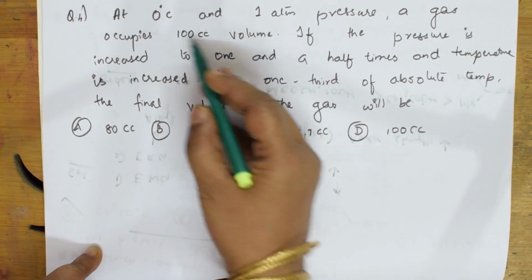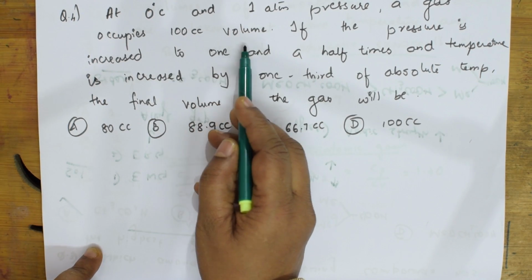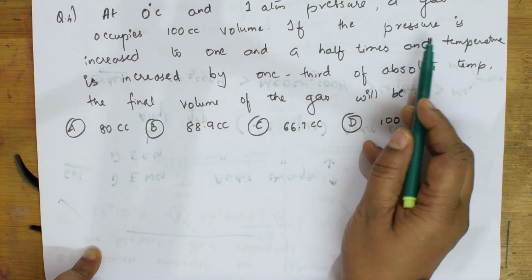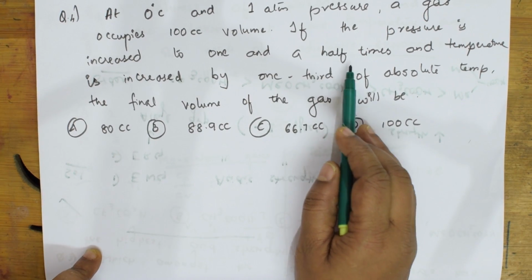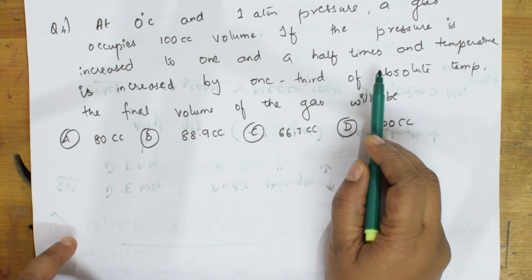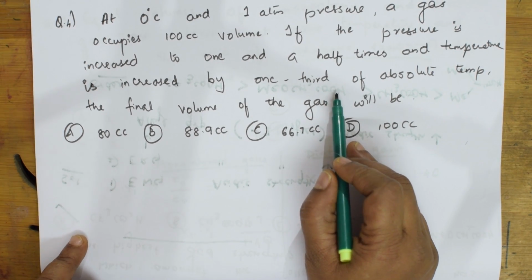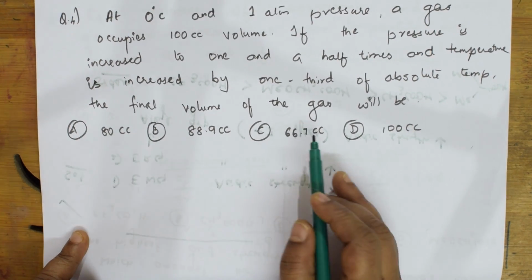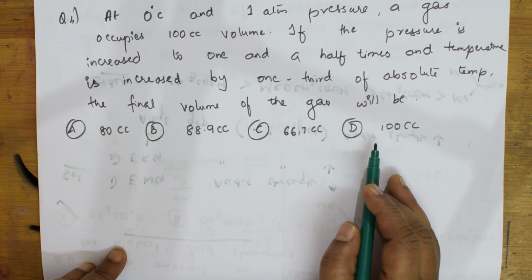At 0 degrees and 1 atmosphere pressure, a gas occupies 100 cc volume. If the pressure is increased to 1.5 times and temperature is increased by 1/3 of the absolute temperature, the final volume of the gas will be, what is the final volume? They're asking us. They've given us 4 options, right?